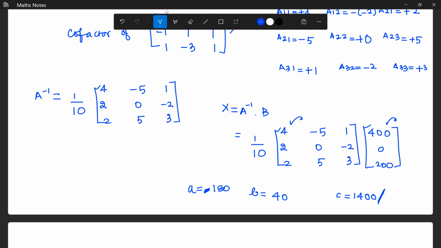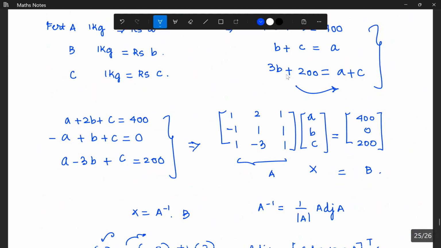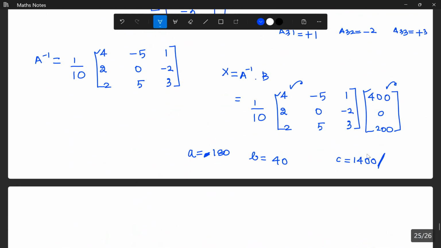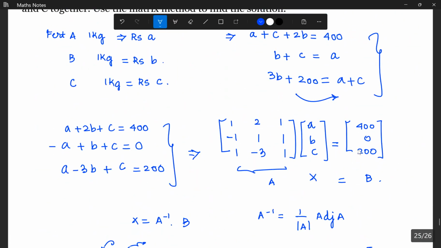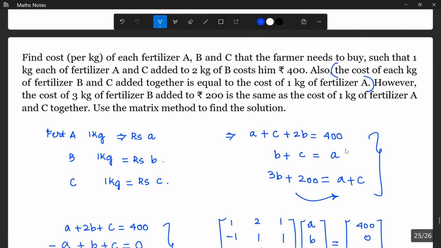So that is how you get this equation. B plus C is equal to A. B plus C is equal to A. So which means now we have all the necessary cost of each fertilizer. Use the matrix method to find the solution.